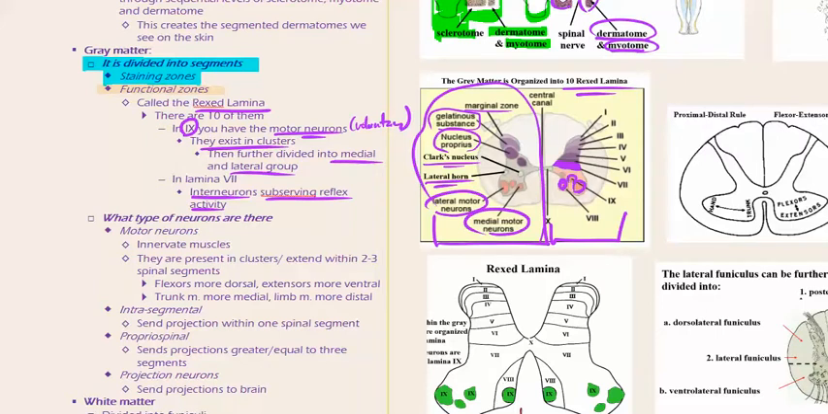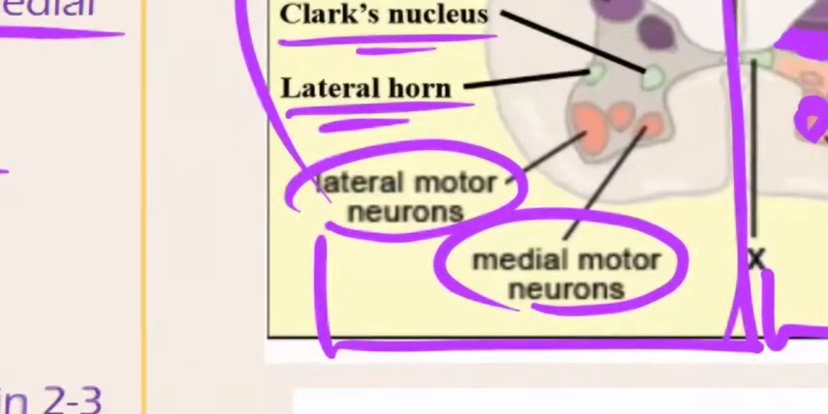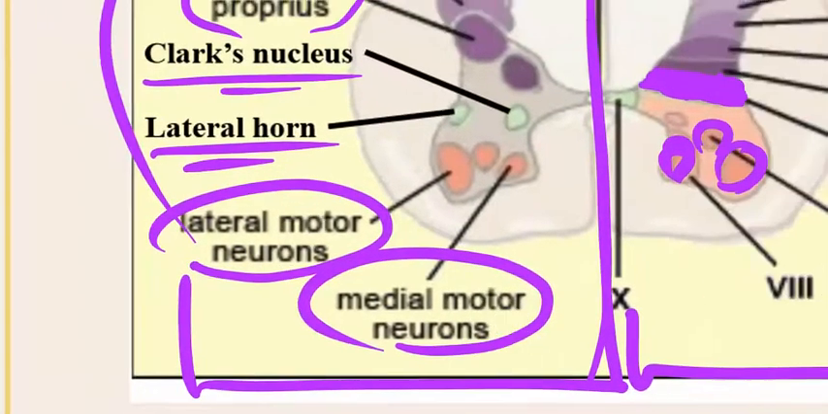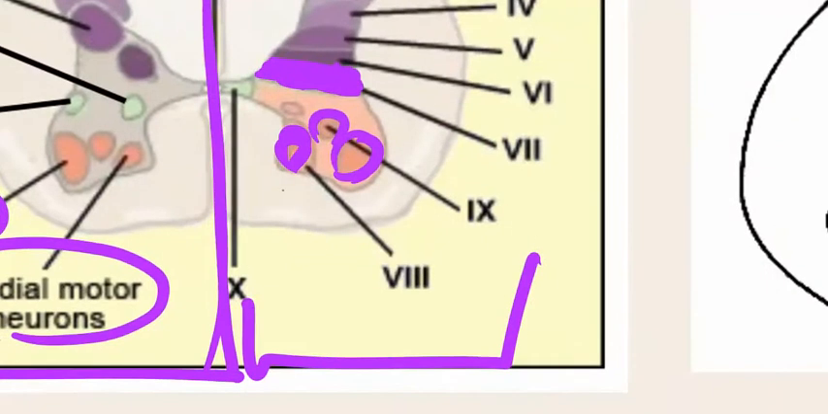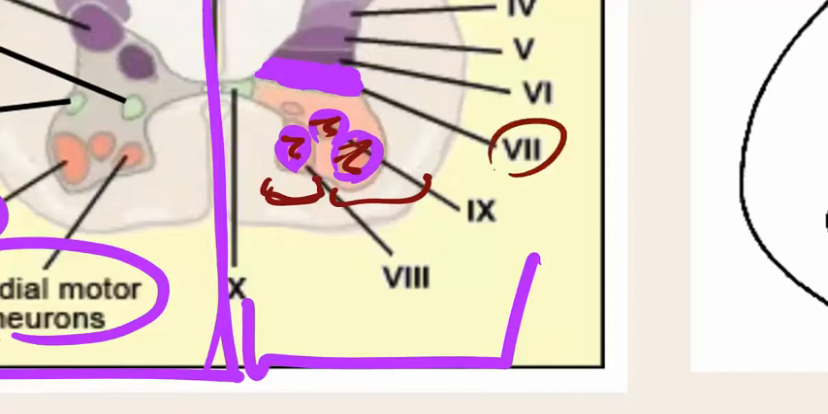Reflex. Rexed lamina 9 is what? Motor neurons. Now we have what? Lateral motor group, and we have medial motor group for Rexed lamina 9. So you have medial, right? So this is medial, and then you have lateral. So these guys are Rexed lamina 9, but you have a medial group and a lateral group, right? Rexed lamina 7, reflex.